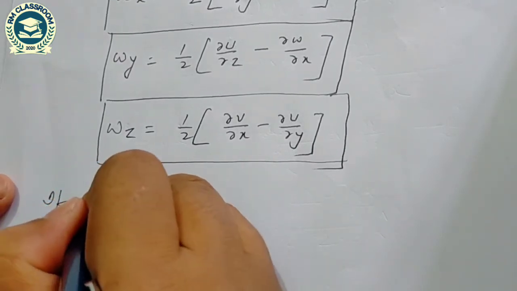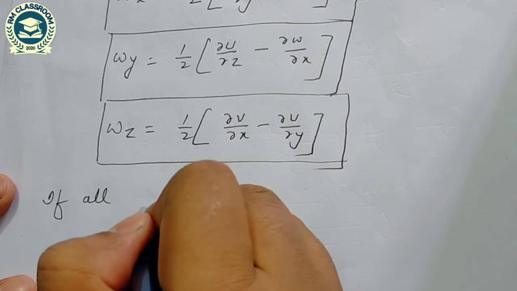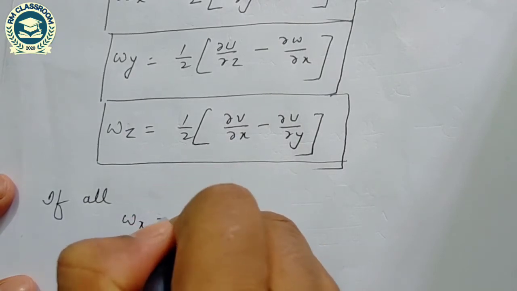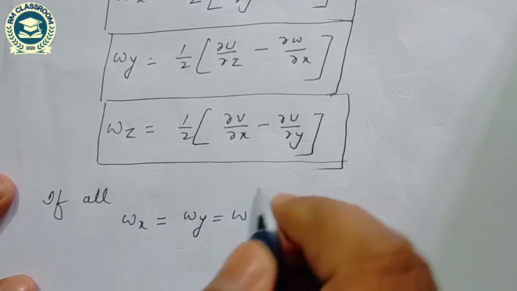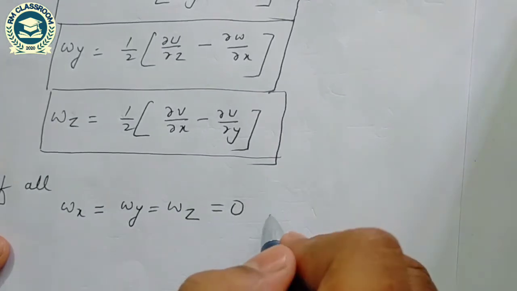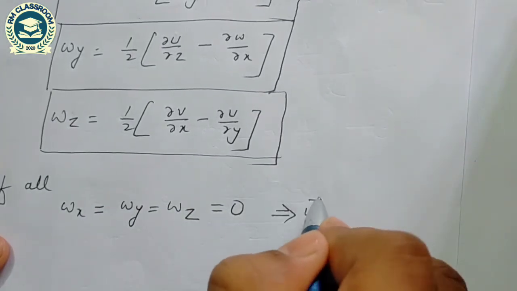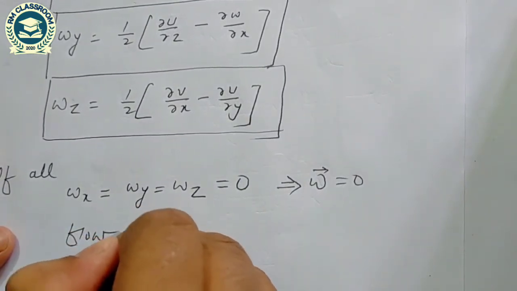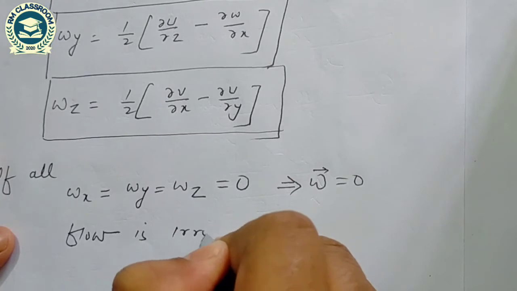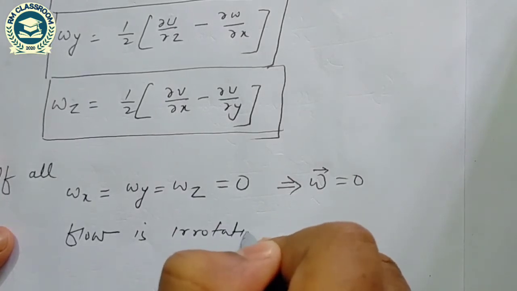If omega x is equal to omega y is equal to omega z is equal to 0, so omega is also 0, the flow is irrotational.